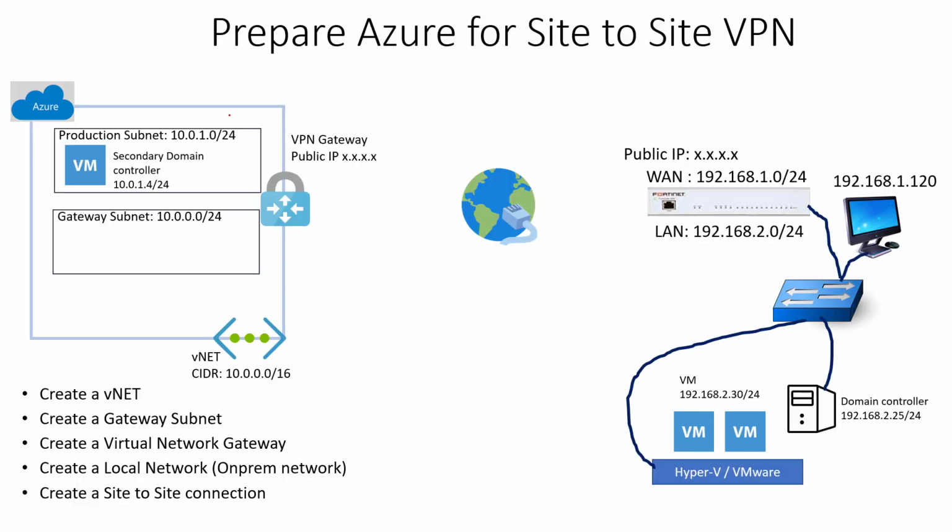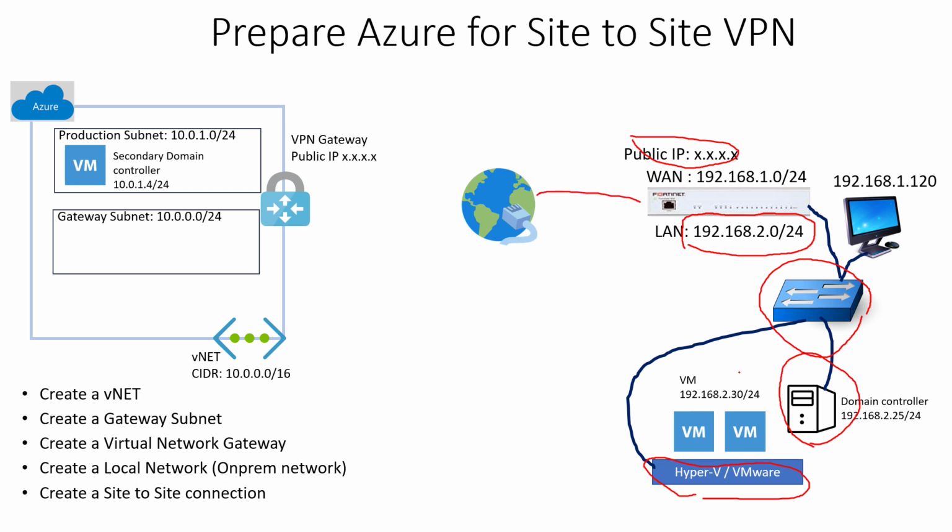Look at the infrastructure. In on-premises, we have Hyper-V or VMware virtualized environment and one domain controller connected to all the users over the local area network connection, and this is our network, 192.168.2.0/24, the production network. Then I have a public IP here and it is connected to internet. This is how the on-premises infrastructure looks.